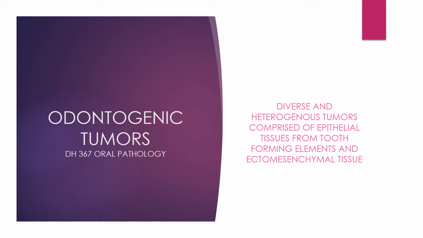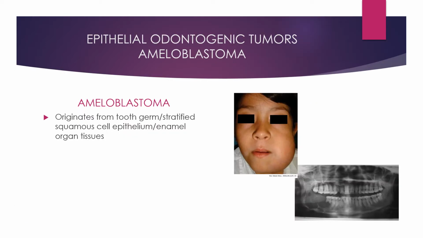Odontogenic tumors are a diverse and heterogeneous group of tumors comprising epithelial tissues from tooth-forming elements and ectomesenchymal tissue. The ameloblastoma is an epithelial odontogenic tumor. There are various types of ameloblastomas.